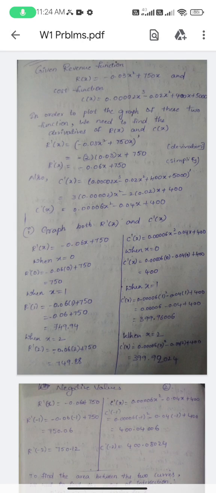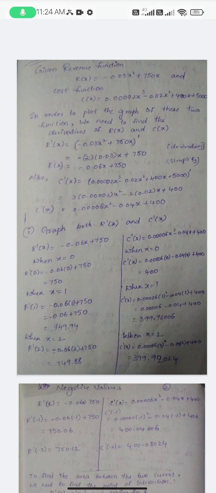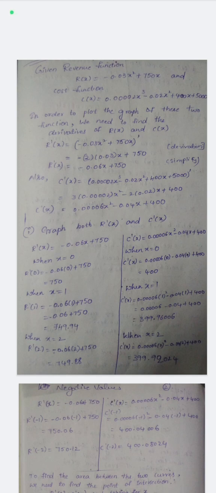First we need to find the derivative of both functions, R of x and C of x. Once we differentiate, we get the derivative of the revenue function as negative 0.06x plus 750, and the derivative of the cost function as 0.0006x squared minus 0.04x plus 400. We got both values.